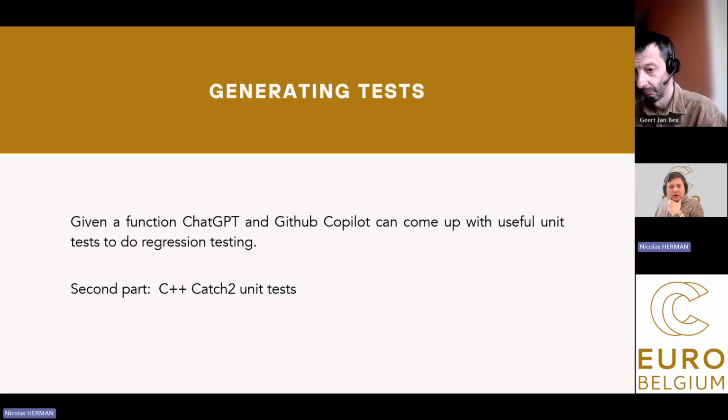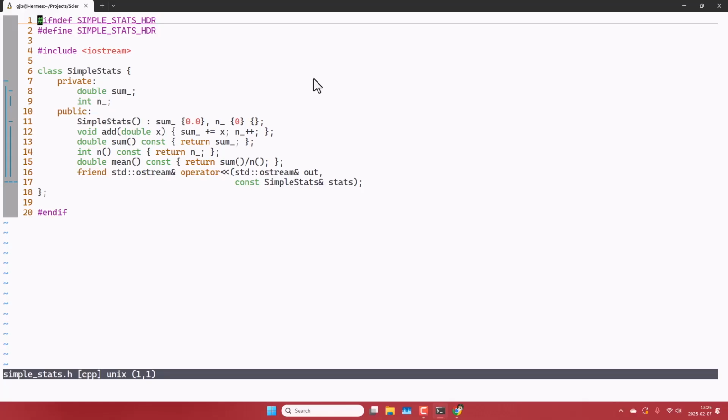And now let's get into the second part of generating tests, which focuses on C++. I have this class, and its instances can be used to keep track of descriptive statistics. So basically it's used in a streaming context. You simply add values as they come in, and at any time you can compute descriptive statistic measures such as the sum, the mean, and the number of entries. So it's a very straightforward class.